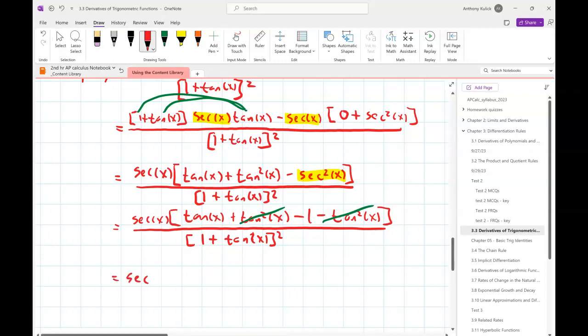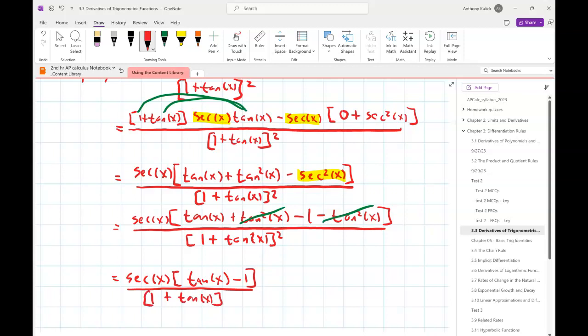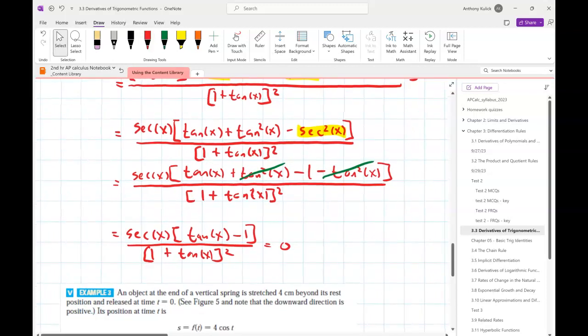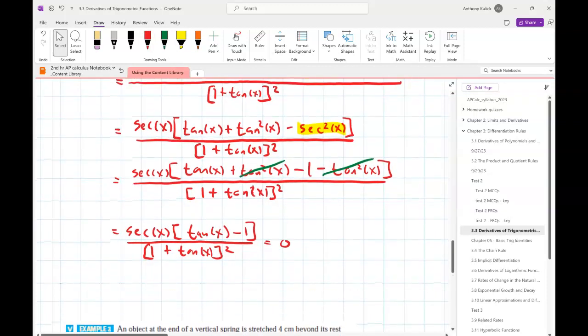So I have secant x times tan x minus 1 over 1 plus tan x squared equal to 0. Now I feel good about solving this because that numerator now looks doable. So, what do I start by doing?